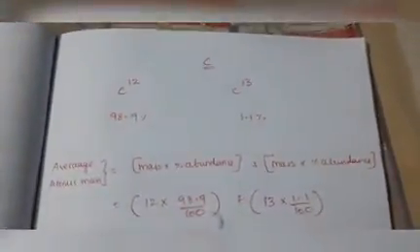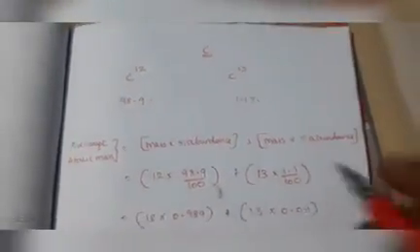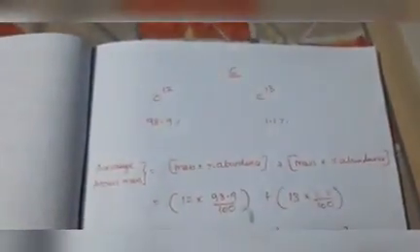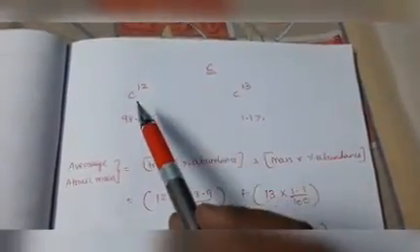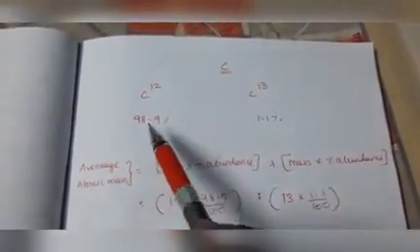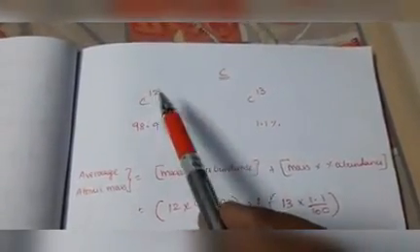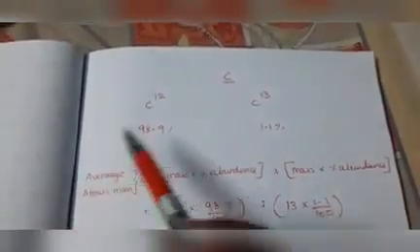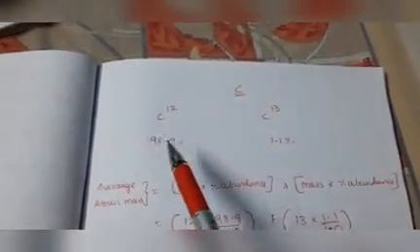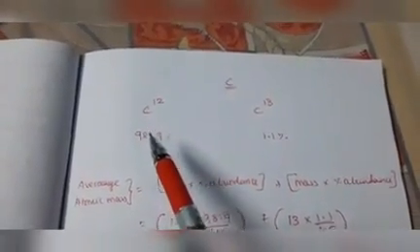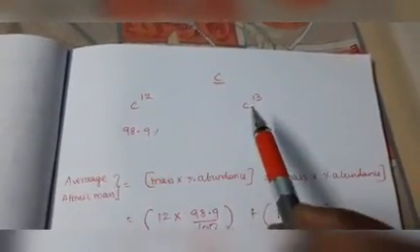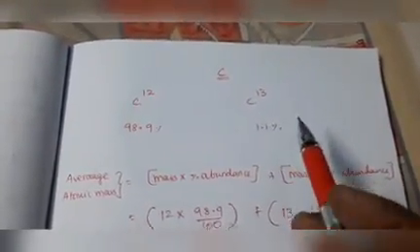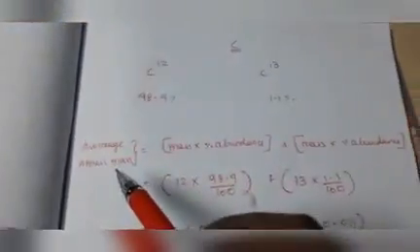One more example is given. In this question we are going to calculate the atomic mass of carbon. Here two types of isotopes of carbon are considered. One is carbon 12, another is carbon 13. That means for this carbon the mass is 12 and here the mass is 13. So mass is given, percentage abundance is also given. Carbon 12 is present at 98.9%, carbon 13 at 1.1%. For this we can calculate the average atomic mass.